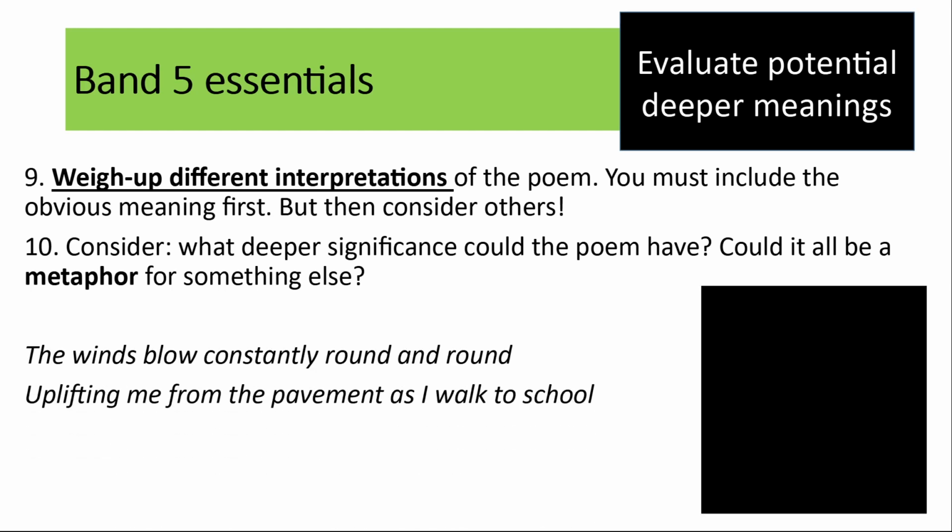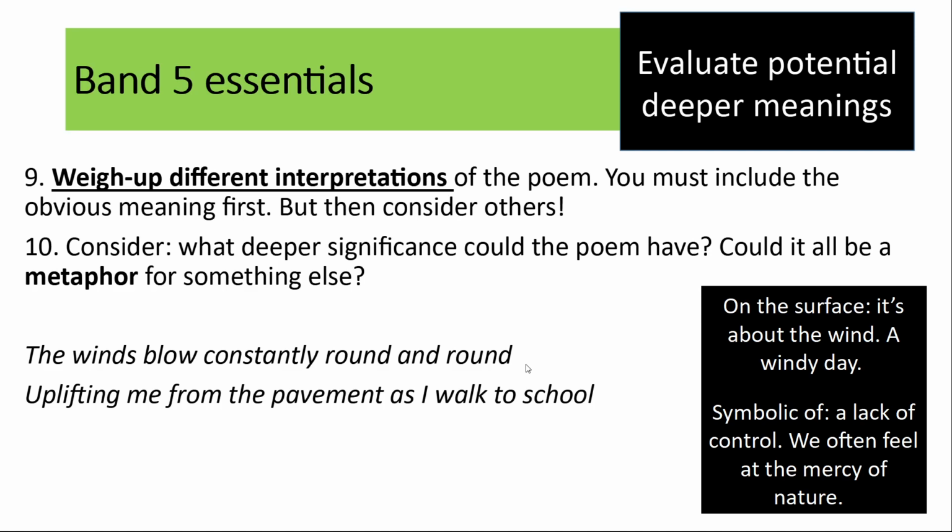So for example, this is just a random 2 lines. "The winds blow constantly round and round, uplifting me from the pavement as I walk to school." I feel like "uplifting" is actually a bit of a positive word there, but never mind. So on the surface, these 2 lines are a description about the wind. It's a windy day. They're walking to school, and the wind is blowing around them, and they feel like they're being lifted up from the pavement.